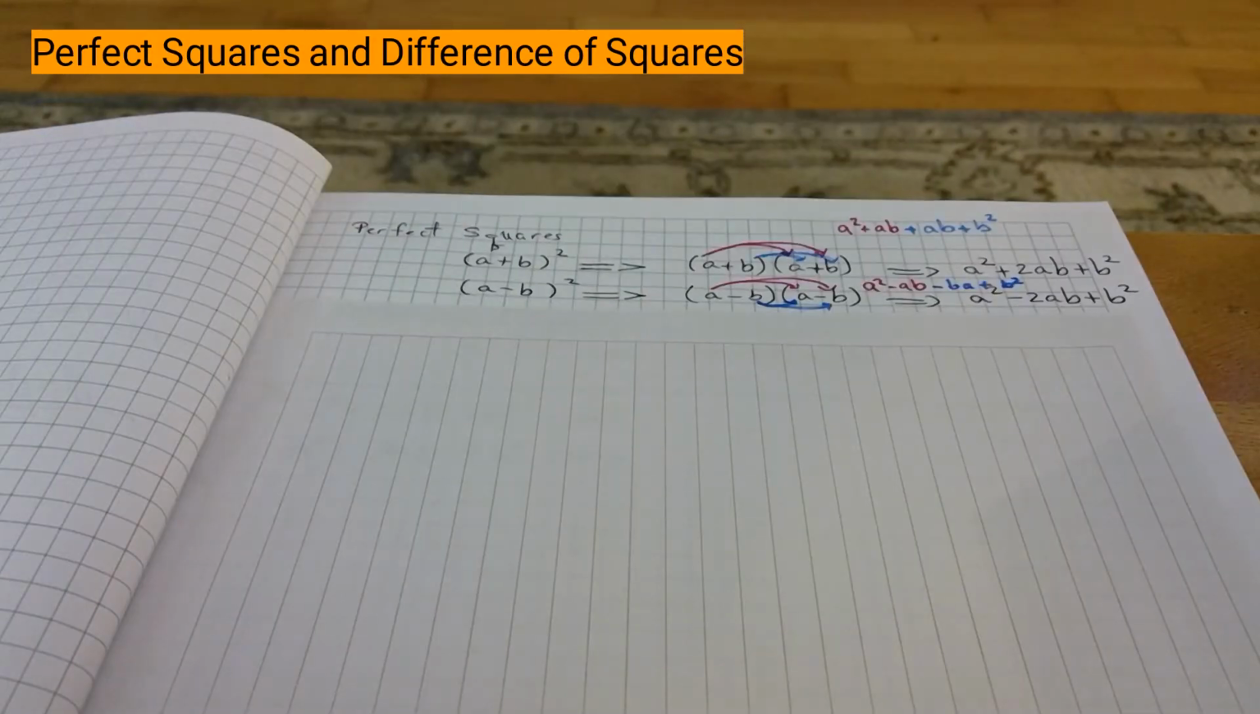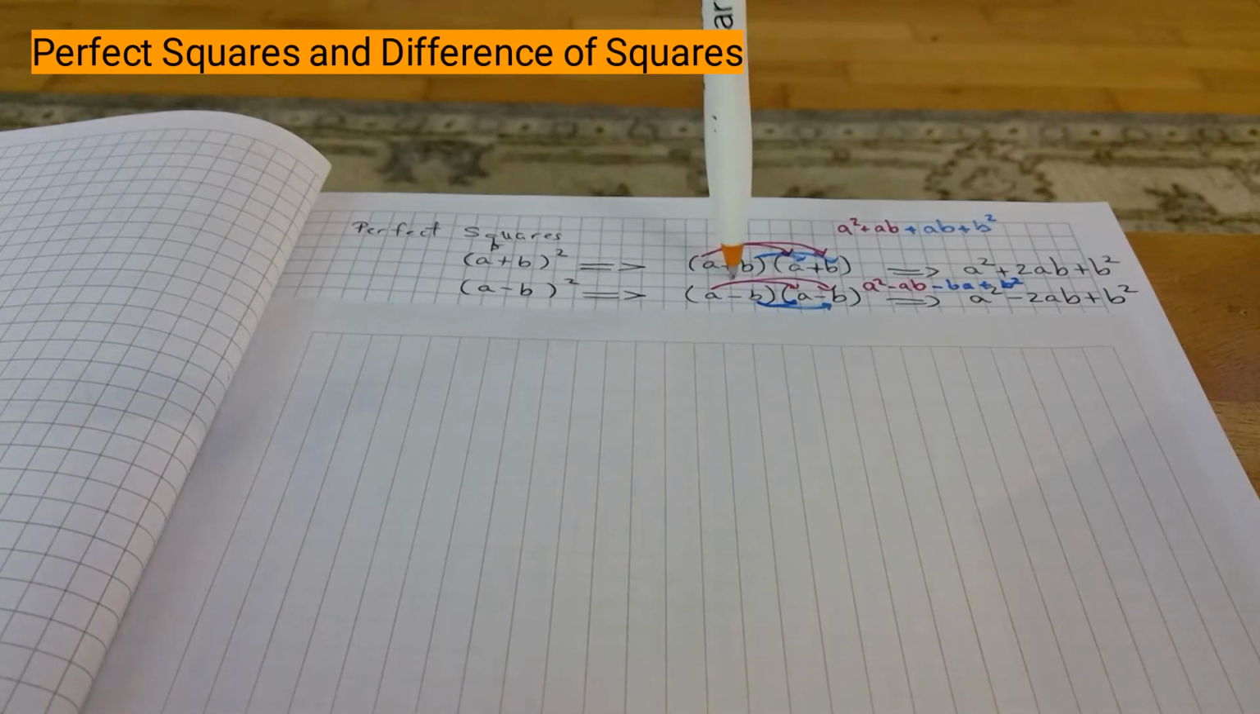Here, I use distributive property. First term, a times a, a times b, b times a, b times b. Here they are. And we know that a times b, we have it twice. So, of course, we have two a and b's. Only one a squared and only one b squared.